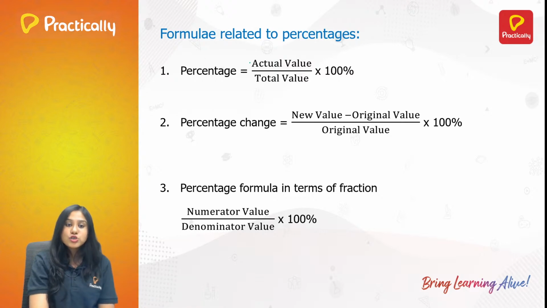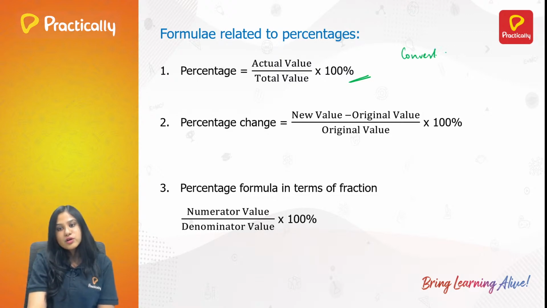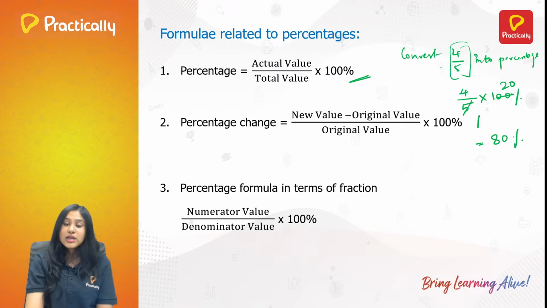Percentage is nothing but actual value by total value into 100%. Right? This is what we have used. How did we calculate percentage? Actual value by total value into 100%. And this is the same concept we use to convert a fraction to a percentage. Suppose, let's see, convert 4 by 5 into percentage. How do we do it? Just multiply 4 by 5 into 100%. Now do the calculation, 5 times 20. So it is 80%. So 4 by 5 when converted to percentage is nothing but 80%.